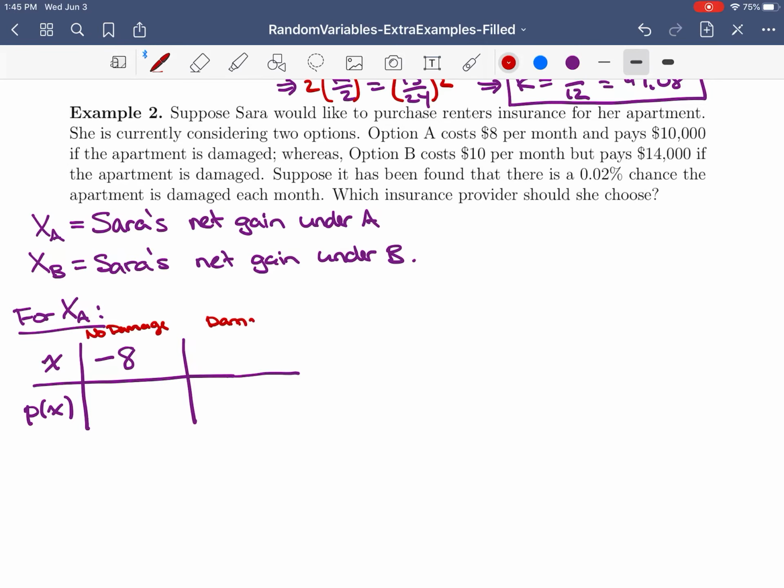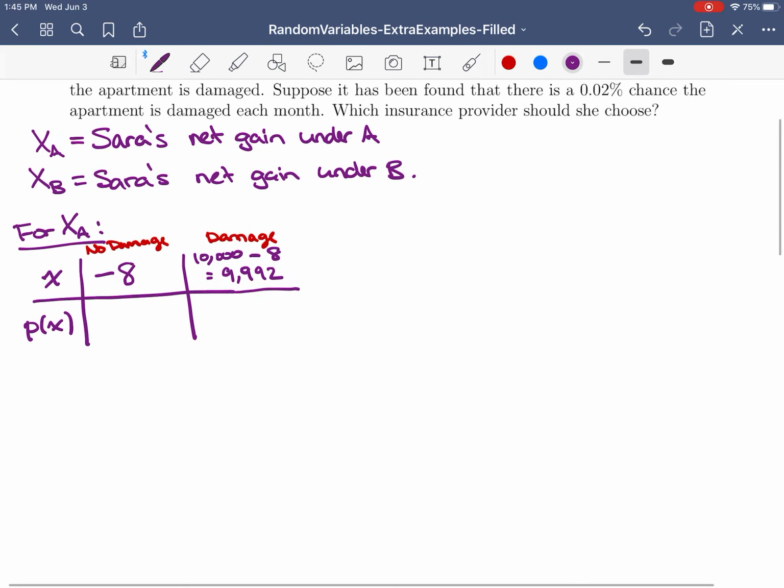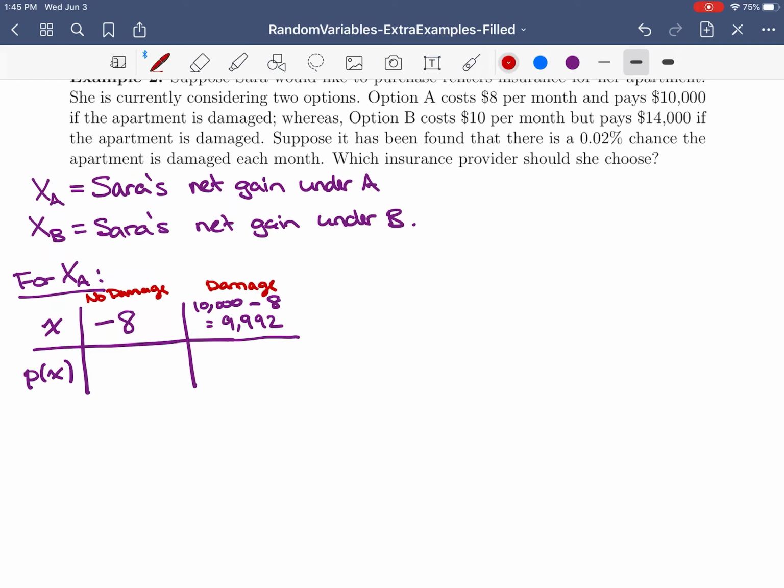Okay, but it's possible that her apartment will be damaged. And if it is, she gets $10,000 minus the $8 that she paid at the beginning of the month. So that's $9,992, which would be our X value. Now we want to be careful, so maybe I'll do it over here.